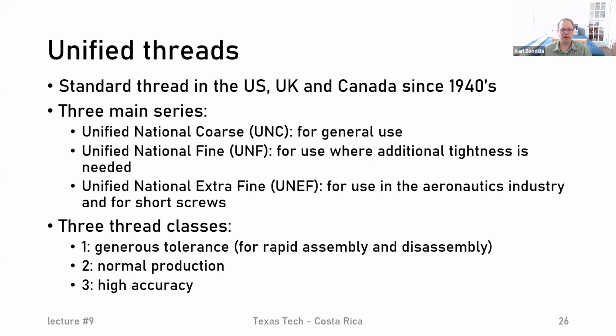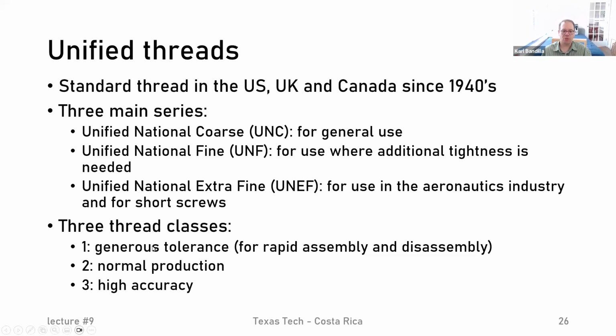And then we have extra fine, UNEF, and that's basically only used for the aeronautics industry or for screws that are very short, right? The difference between these three, coarse, fine, and extra fine, is how close the threads are together, right? So when we say something is fine, it means that the threads are closer together, so they're harder to distinguish from each other. And so, of course, if you have a very short screw, you have to squeeze them all together and still be able to get enough to actually make a connection.